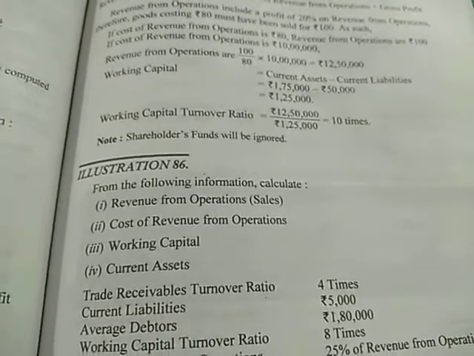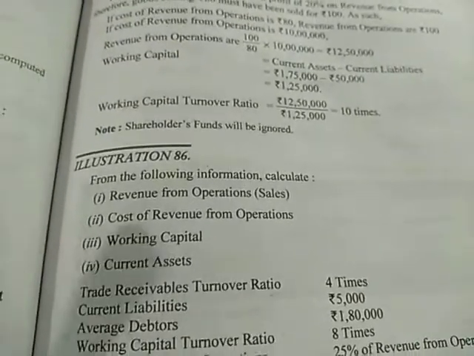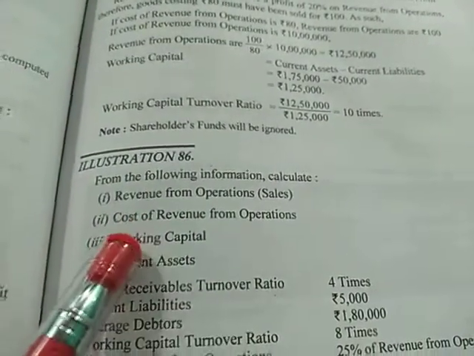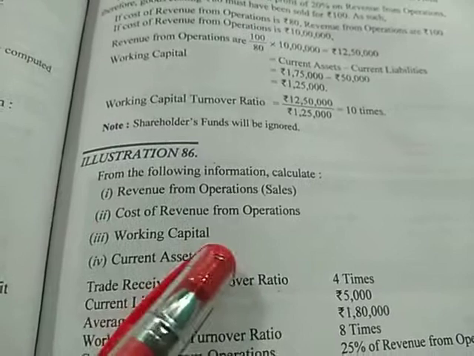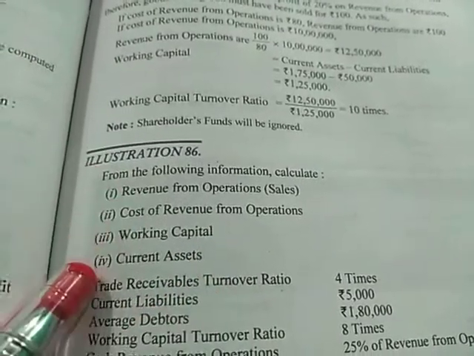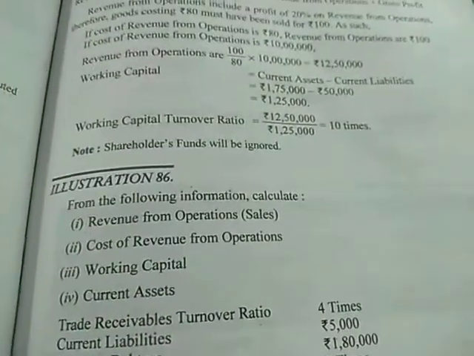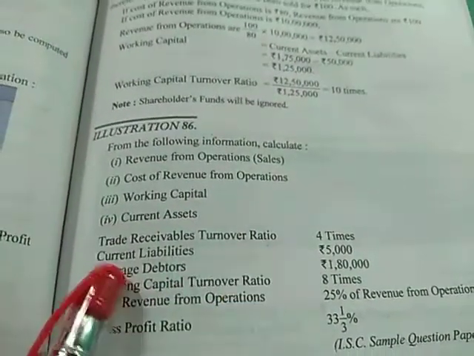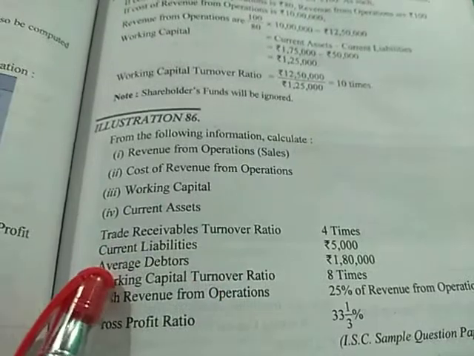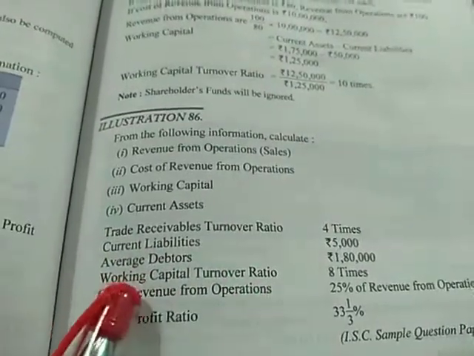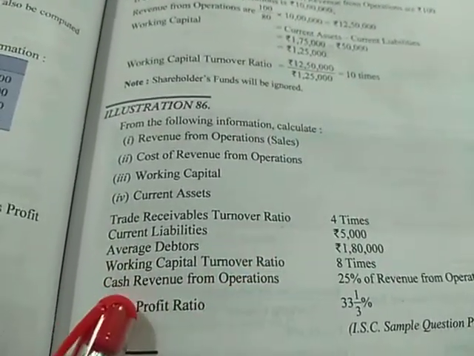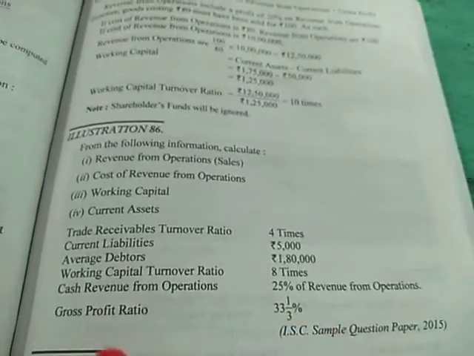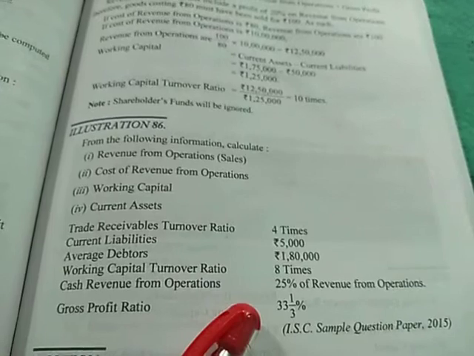From here you can see in the question, illustration number 86: from the following information calculate revenue from operations, sales, cost of revenue from operations, working capital and current asset. These are the 4 items that you need to calculate, and the information provided in the question is trade receivable turnover ratio 4 times, current liability 5,000, average debtors 1,80,000, working capital turnover ratio 8 times, cash revenue from operations 25% of revenue from operations, and gross profit ratio is 33 1/3%.